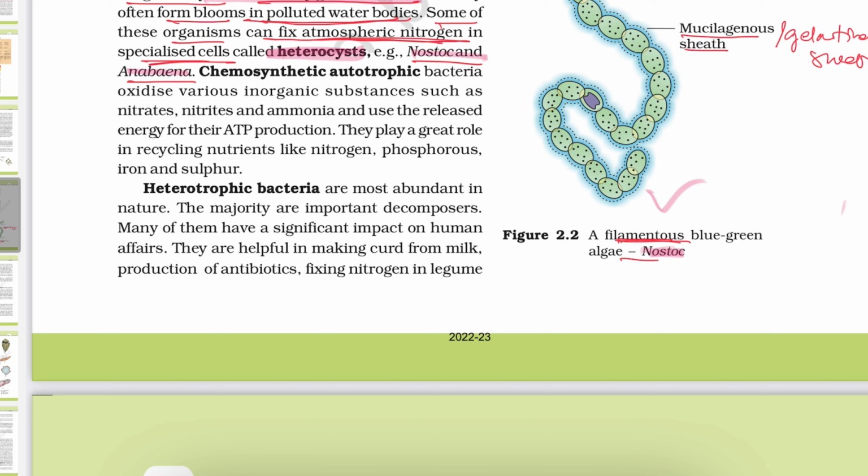Now comes chemosynthetic autotrophic bacteria. They oxidize various inorganic substances such as nitrate, nitrite, and ammonia, and use the released energy for their ATP production. They play a great role in recycling nutrients like nitrogen, phosphorus, iron, and sulfur.